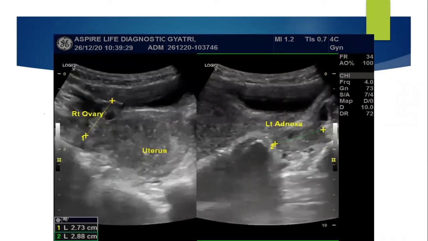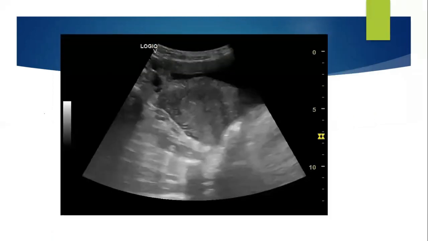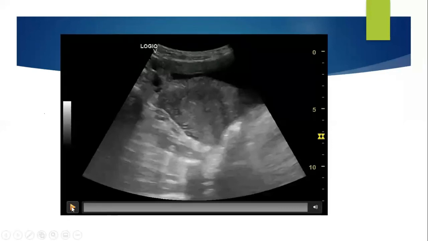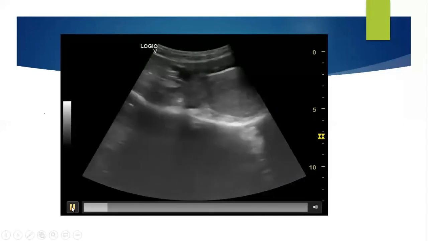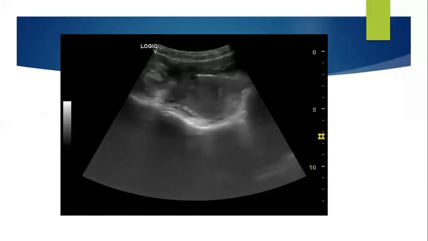We all have understood this is how you look into the right and the left adnexa, look for the ovary size, and with the help of an ovarian ligament, we are able to identify where the ovaries are. Now let us see this transabdominal scan and look for how to identify ovaries.